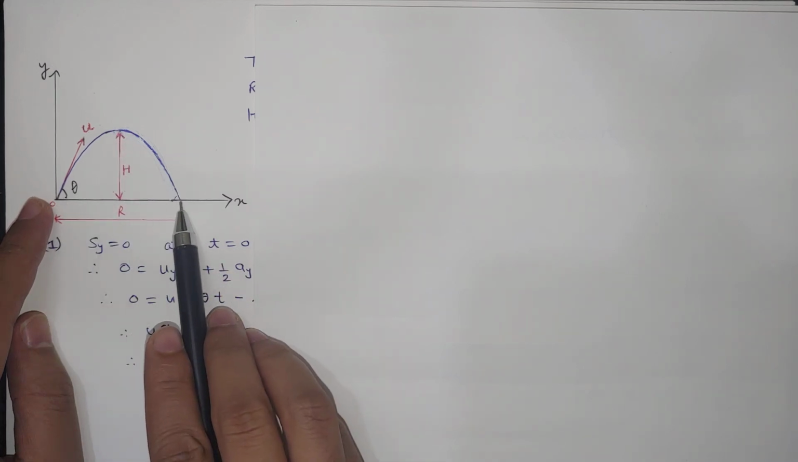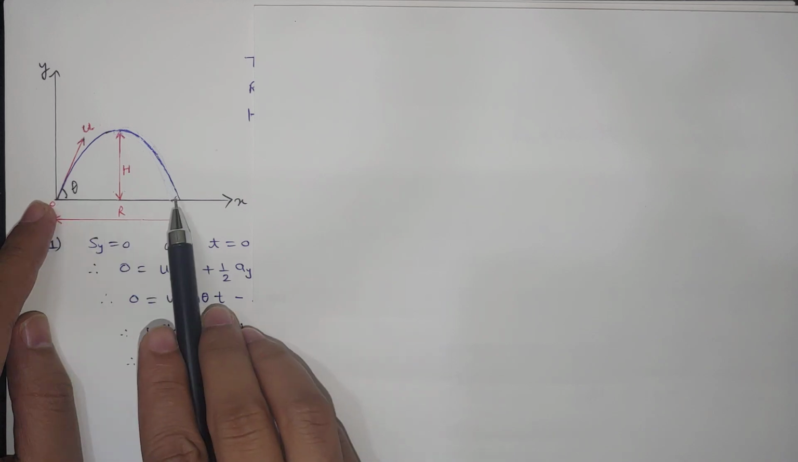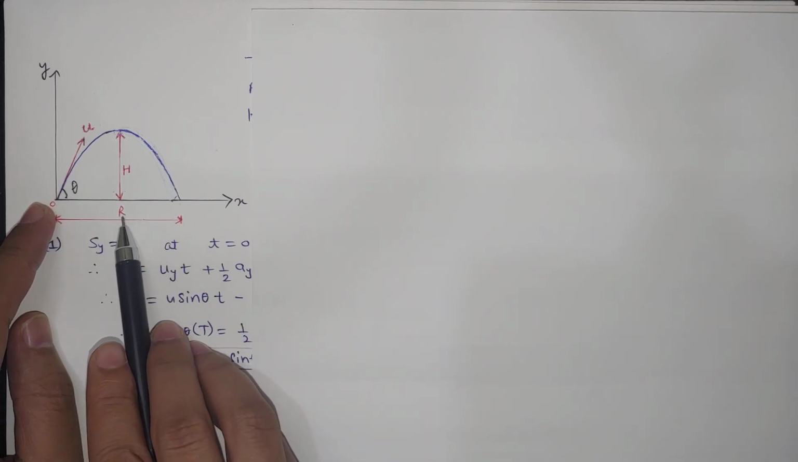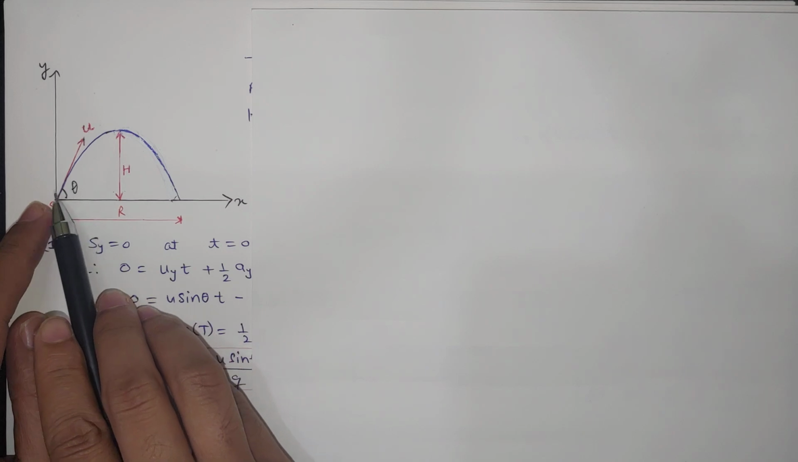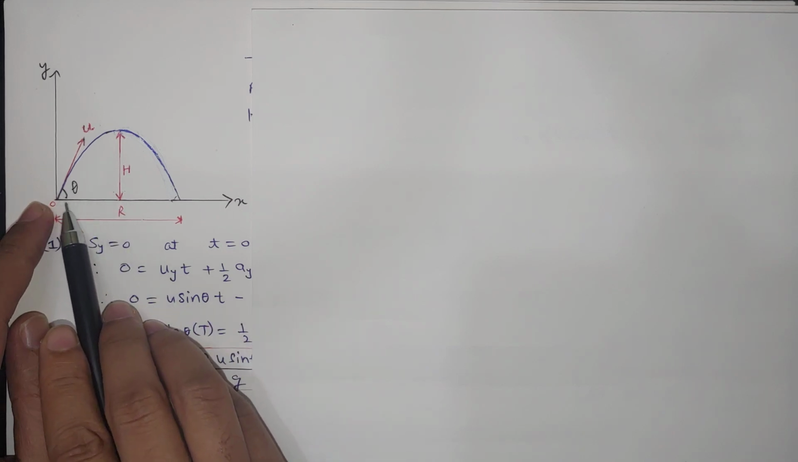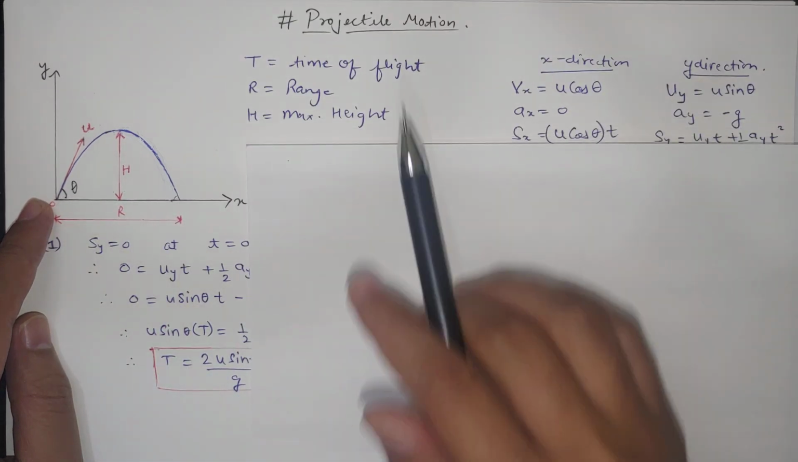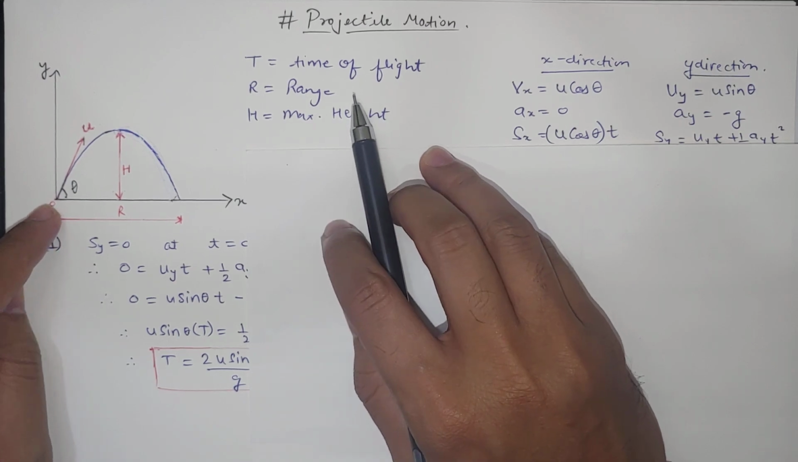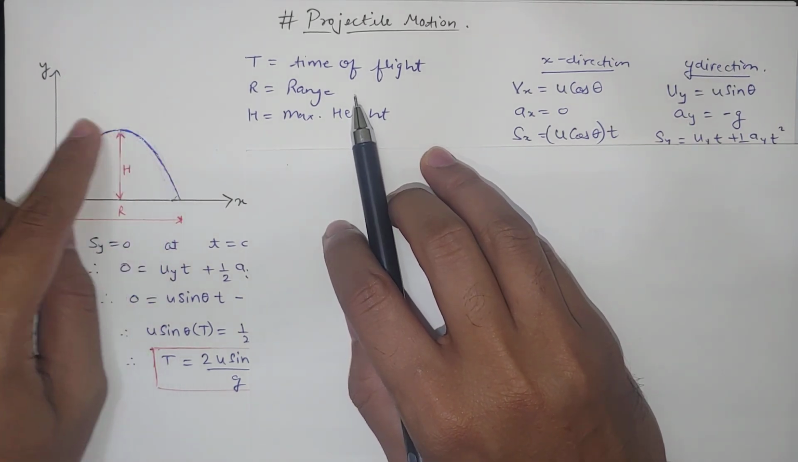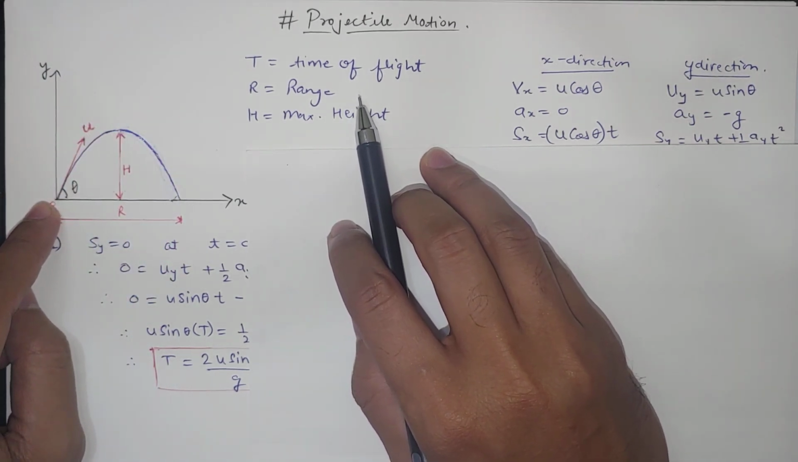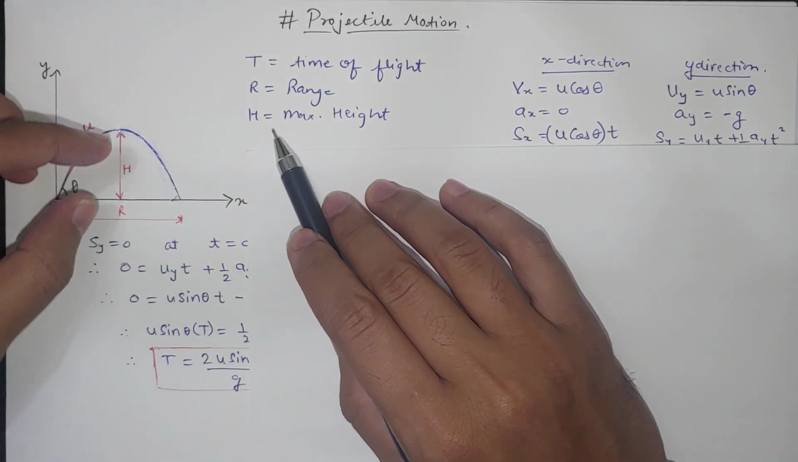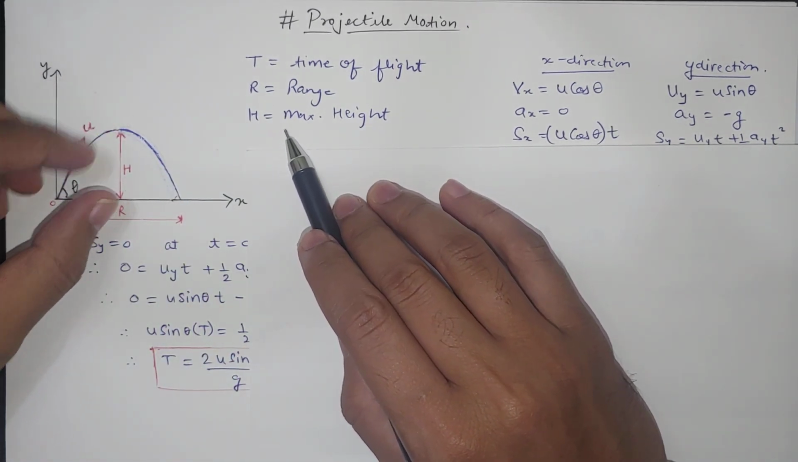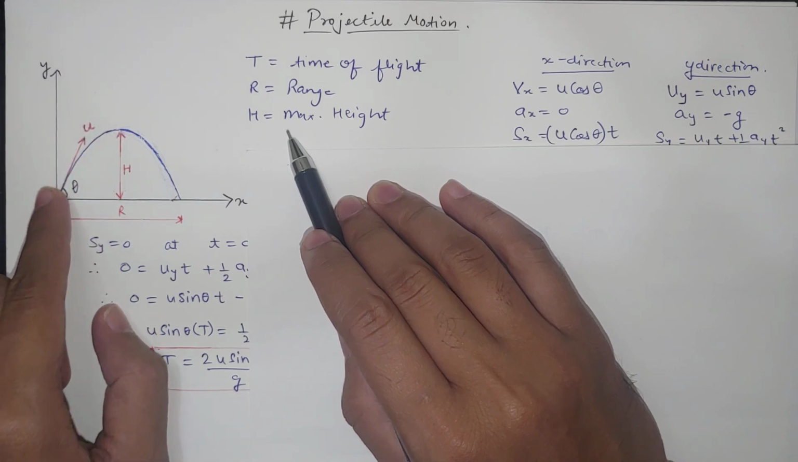it will again come back to the same horizontal level, and it will cover a distance which we call the range, which is the maximum distance for a particular angle, and it takes a time period t. Here t is the time period of flight. Flight is the entire duration in which it is in motion. R is the range, and h is the maximum height it achieves during this flight.